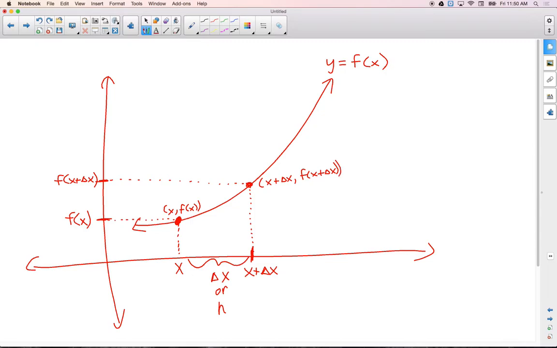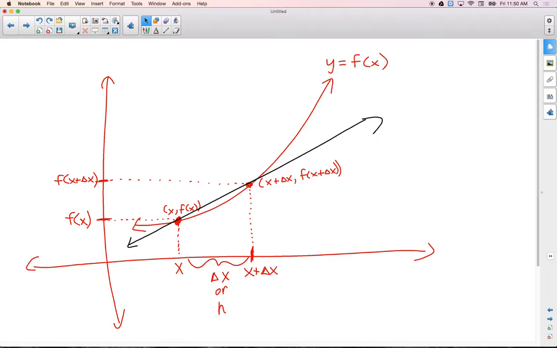Is everybody okay with that? Now, let's imagine the slope of that line that passes through those 2 points. I'm going to draw a line that passes through those 2 points. There's the line that passes through those 2 points. That line has a special name from geometry.